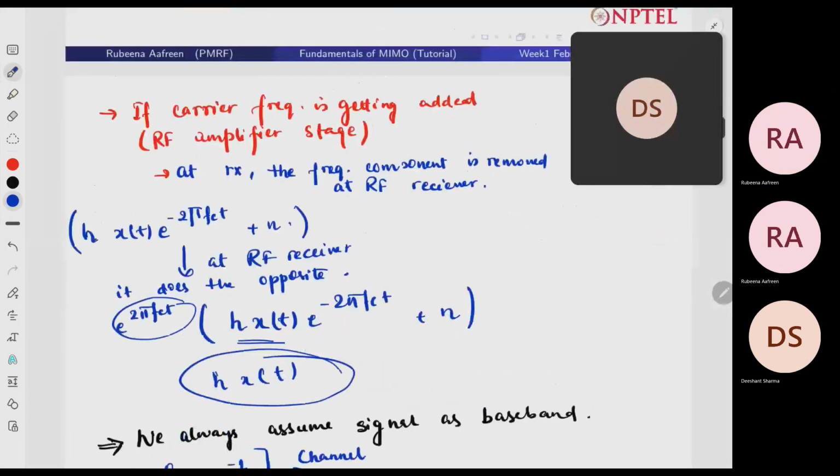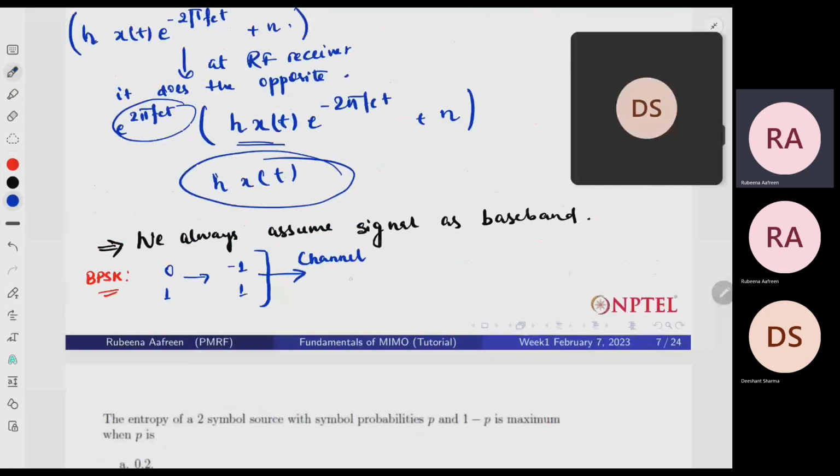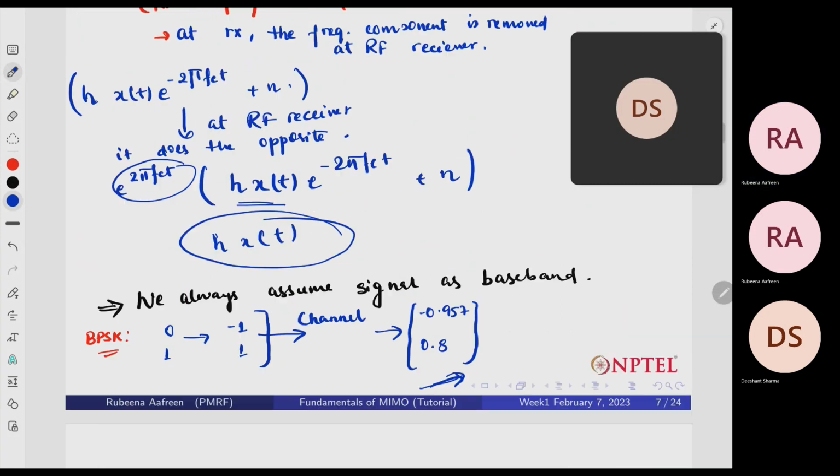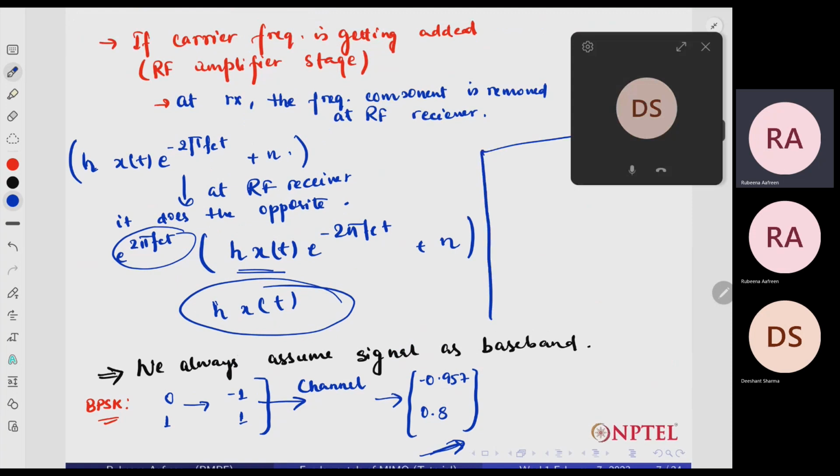Then at the receiver, some noise would be added. So suppose -1 and 1 are transmitted, what we receive is, suppose, 0.957 and then 0.8, whatever it is. And then we make a decision depending upon this. Similarly for QPSK or QAM.